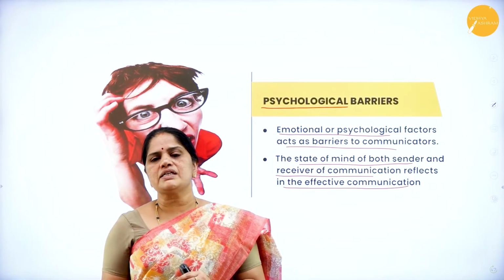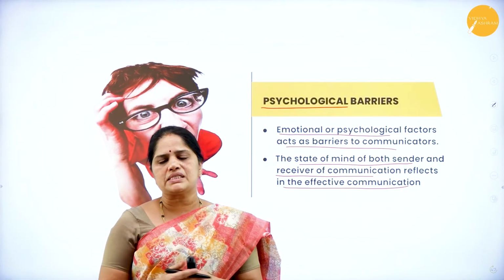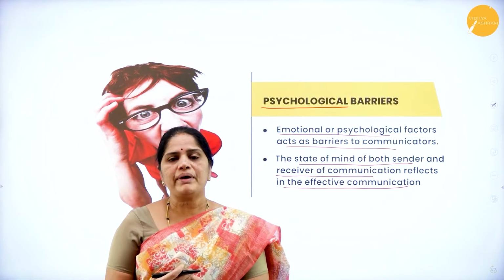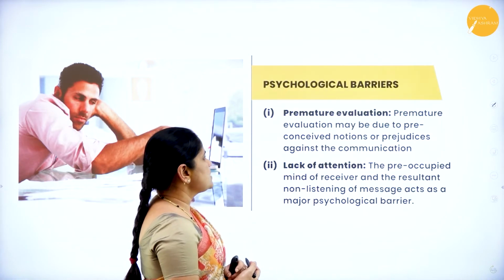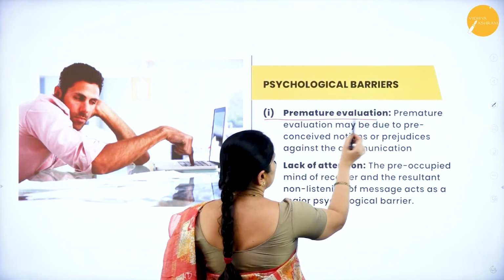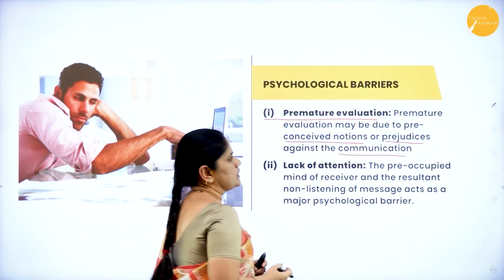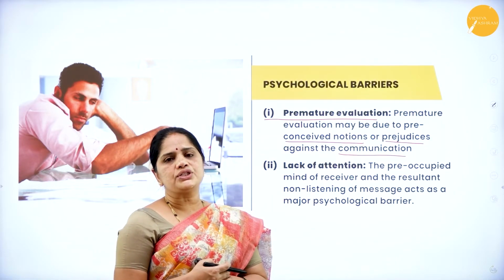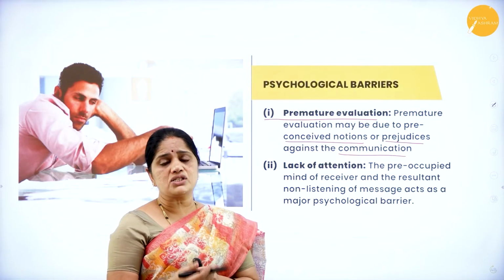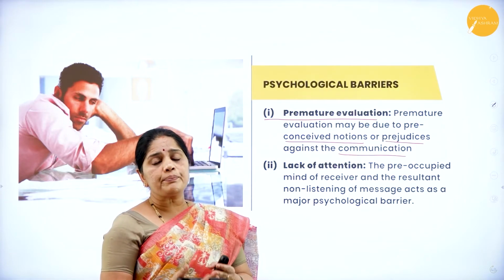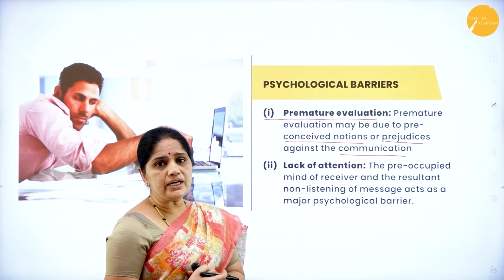If the receiver is preoccupied or worried with something and then receives a message from the sender, this gives rise to barriers to communication. Now, in the psychological barriers, the first one is premature evaluation. It may be due to preconceived notions or prejudices against the communication. Even before we receive the communication, we jump into different notions, or we have some idea or just think that this sort of communication is coming. So, we anticipate some communication before it actually comes. This we call premature evaluation.